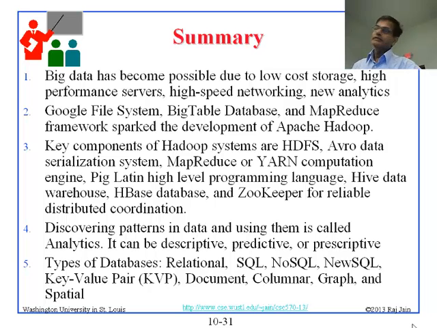So 5 key points. First of all, big data has become possible due to low cost of storage, high performance servers, high speed networking, and new analytics techniques. See, 5 years ago we did not know MapReduce. Maybe it is more than 5 years ago, but anyway, 10 years ago we didn't know how to break up the jobs and things like that. So we have these new analysis techniques, and new analytics could also include machine learning, etc.